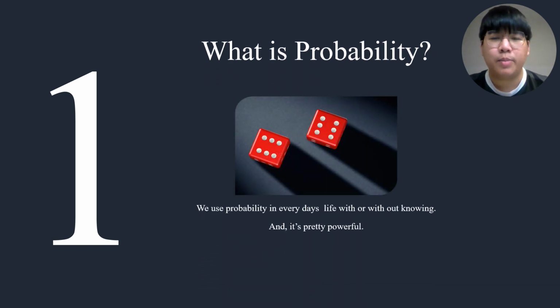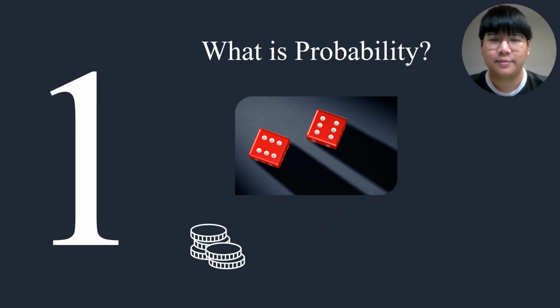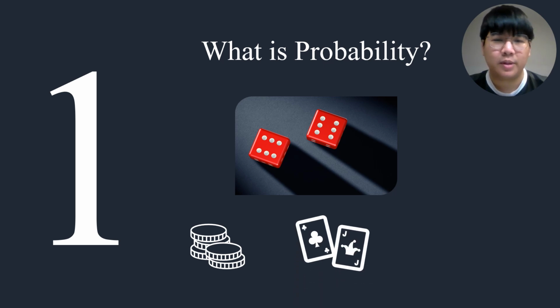We actually use probability in our daily life, with or without knowing it. You can use it for simple things like flipping a coin, or something more fun like playing poker, or even looking outside and deciding whether to bring an umbrella with you or not.